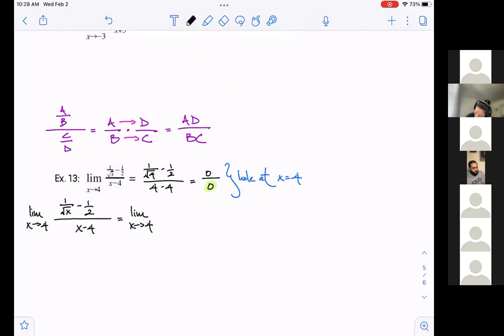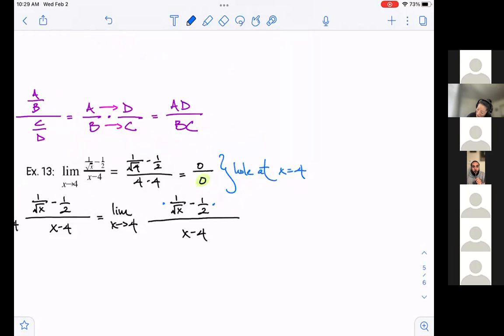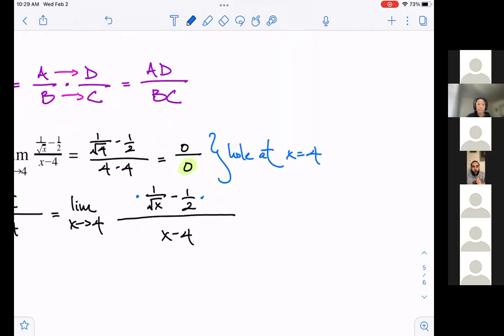And so let's do that. What would I multiply the first fraction by? And what would I multiply the second fraction by? All right, let's get that set up. The first one by the square root of x.